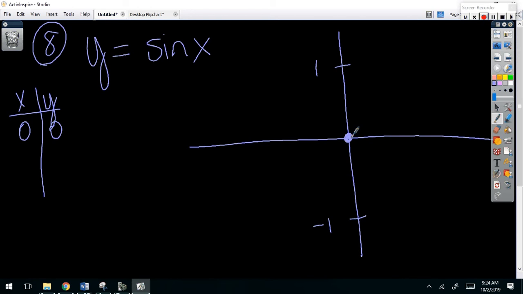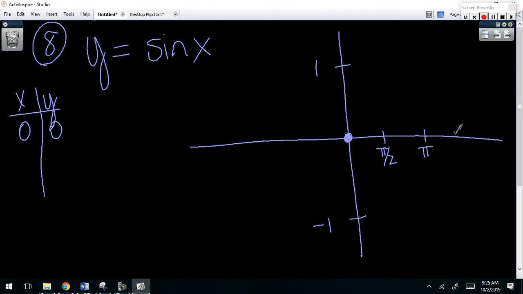Then what we're going to do is go by half pies. We're going to say this is half of a pie. This is a pie. This is one, yes, I do expect you to know this. This is 1.5 pi, so 3 pi over 2. Wait until you get your whole unit circle, you have to learn.